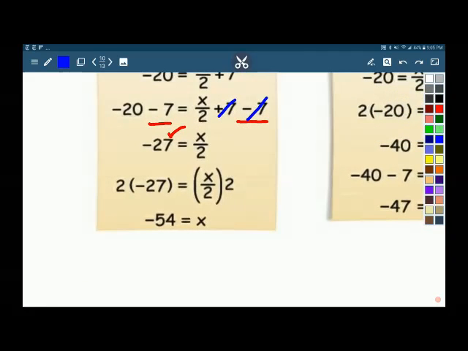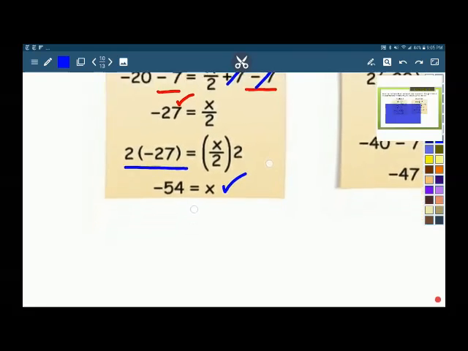Looks like in order to get rid of division by 2, they multiply by 2. That's perfectly fine to do. And then they make sure to do it on the opposite side as well. And then if you were to type 2 times negative 27, you definitely get negative 54.